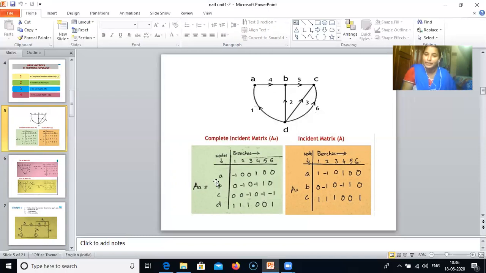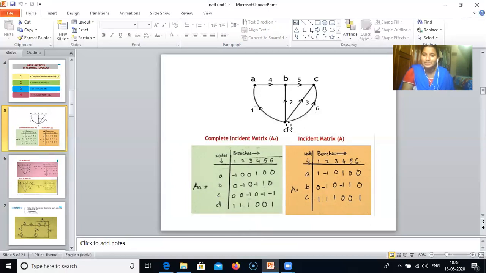In the same way, for the B node, what do you have to place? For the B node, what are associated? 4, 5 and 2 are associated. 4 is entering, so in the place of 4, -1 we place. 2 is also entering, so in the place of 2, -1. 5 is leaving, so in the place of 5, +1. In the same way, for the C node, 5, 3 and 6 are all entering, so all should be -1s. And the others that are not associated will be zeros.